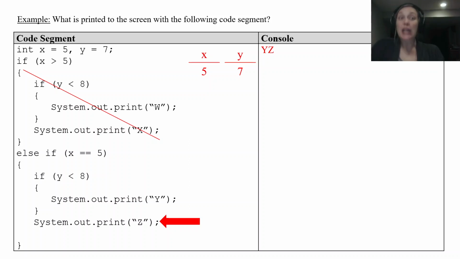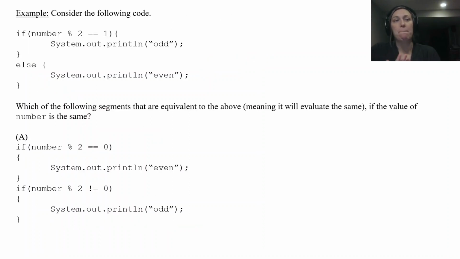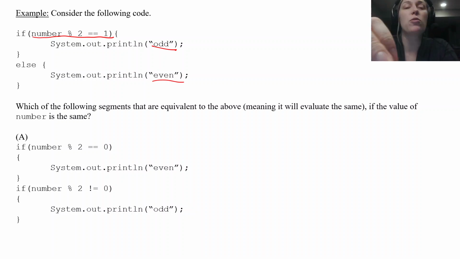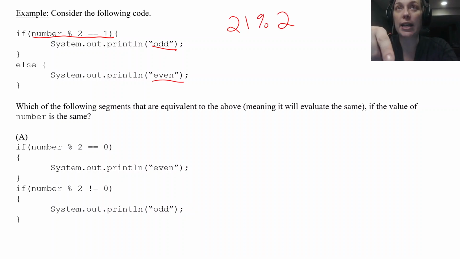Whew. I got two more examples here in this lesson. The next example is similar to a multiple choice question you might see on the exam, where it says consider the following code. If number mod 2 is equal to 1, print odd, else print even. So if like 21 mod 2, 2 goes into 20 evenly, but it goes into 21 and has a remainder of 1, right? So that means that 21 is an odd number. Otherwise, it prints off even.